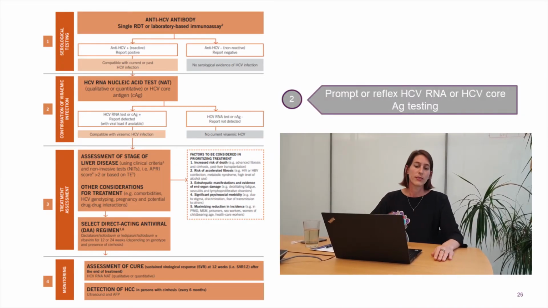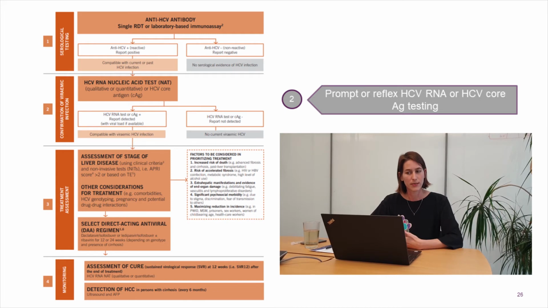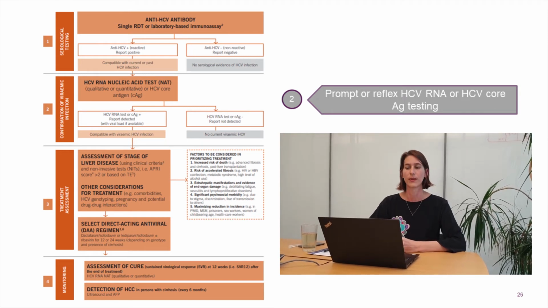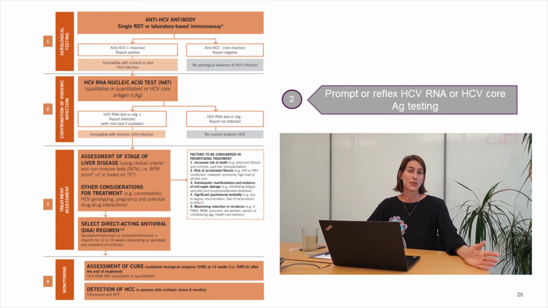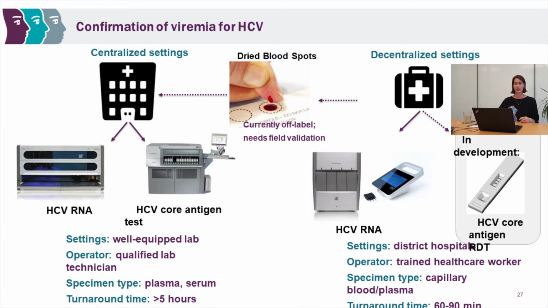So now we're on to step 2 of the diagnostic algorithm, diagnosis of hepatitis C virus, confirmation of active infection, or confirmation of viremia. As we see from the WHO algorithm, this is step 2, and they say prompt or reflex HCV RNA or HCV core antigen testing. So just as we had in the screening section, you can think about confirmation of viremia in the same way, centralized settings and decentralized settings.